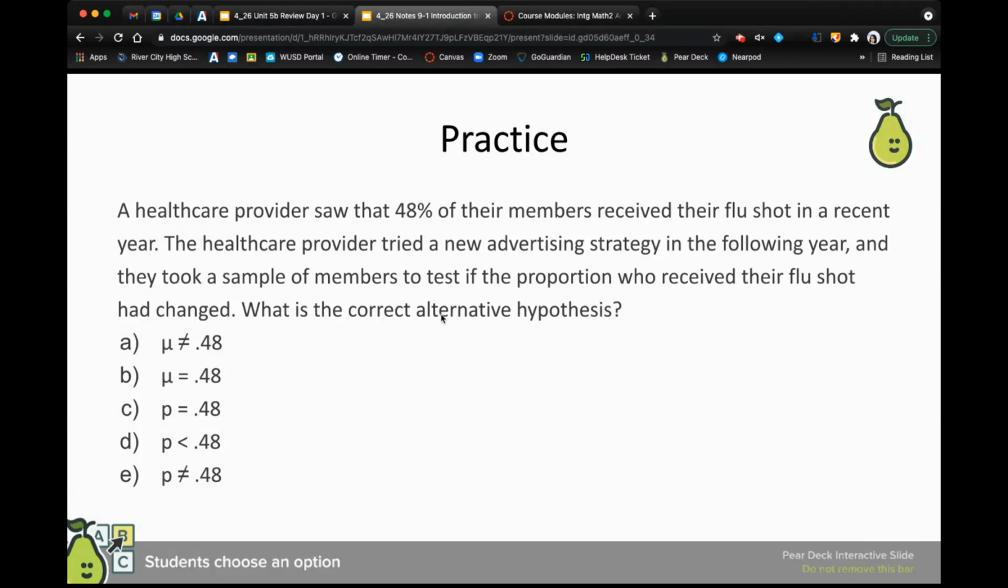So remember, your alternative hypothesis is what we're trying to find evidence for, and we're trying to find if the proportion changed. So first of all, we know this is about proportions, so we can eliminate A and B. Looking at these three examples, we know that our alternative hypothesis does not have an equal symbol, so it can't be C. Then we have to decide if it's less than or not equal to. The key word here is changed, which doesn't indicate a direction, so this one should be E.